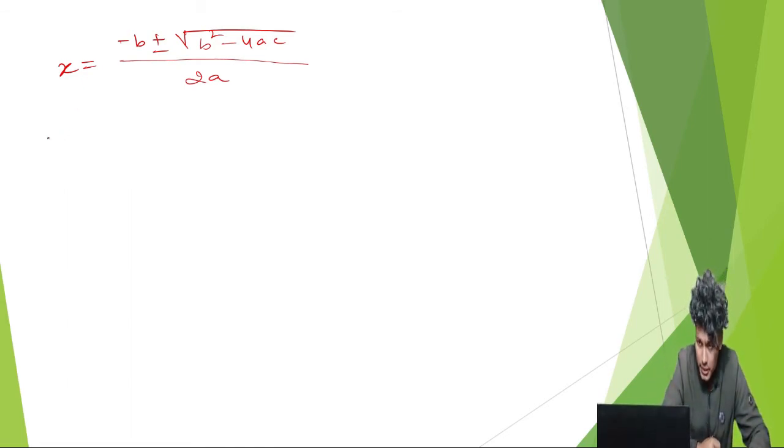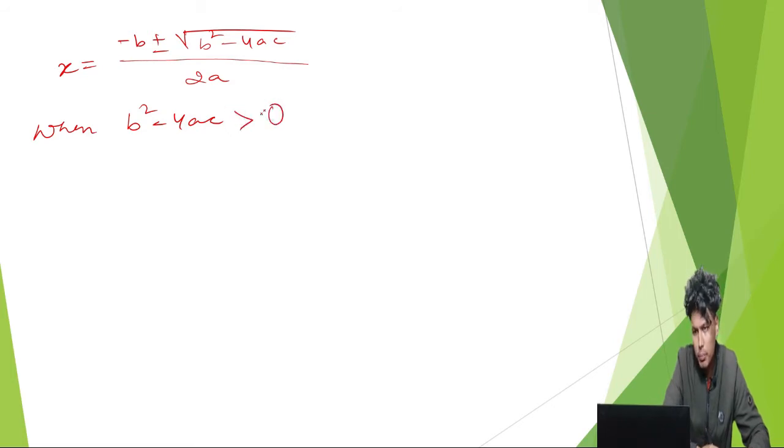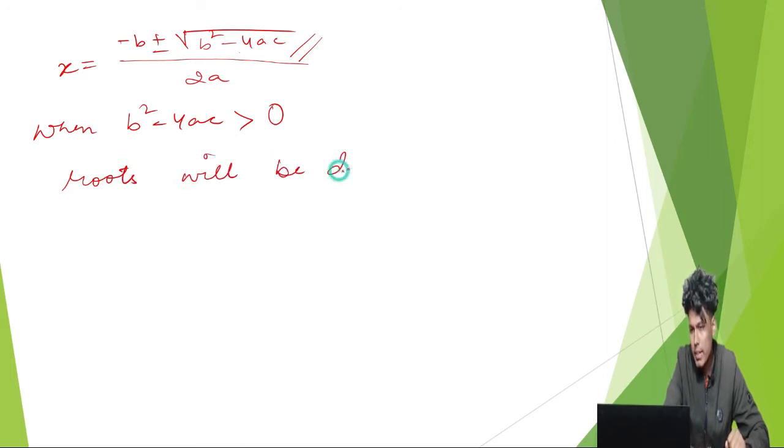So what are those things? The first thing you need to understand is when b square minus 4ac is greater than 0. Then what will be the answer? What will be the roots? The roots will be this, and real.